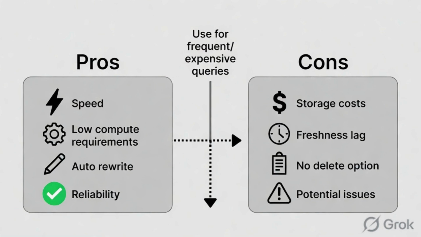But skip mat views for ad hoc exploration or tables with heavy deletes. They're not a fit everywhere. Bottom line, materialized views are a production superpower for repetitive, costly aggregates. Create them thoughtfully, monitor storage, accept the tiny freshness trade-off, and watch your dashboards fly while compute bills drop.